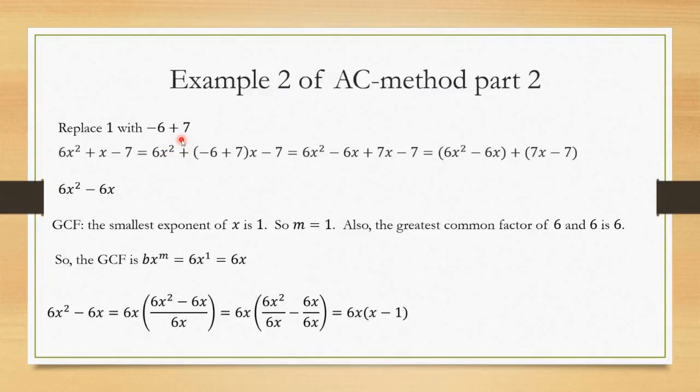Okay, so let's do that. So 6x squared plus, remember, we got to use parentheses, right? We have to use parentheses here. We have negative 6 plus 7 times x. Okay, the 1 is here. It's not written, but it's there. So we have negative 6 plus 7 times x minus 7. And then what do we do next?